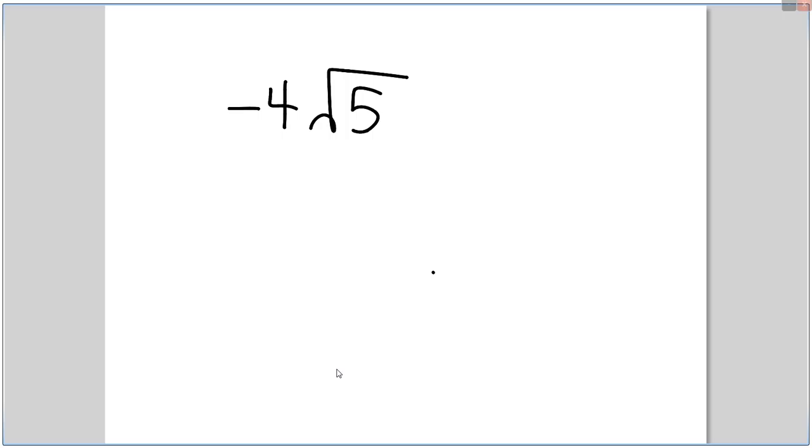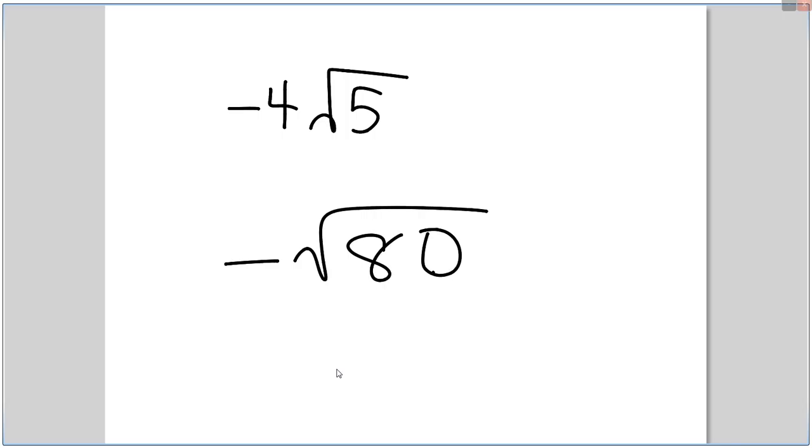I'm just kidding. Okay. Is it negative square root 80? Yeah. I love all of you. Because 4 becomes what? 16. 16 times 5 is beautiful.